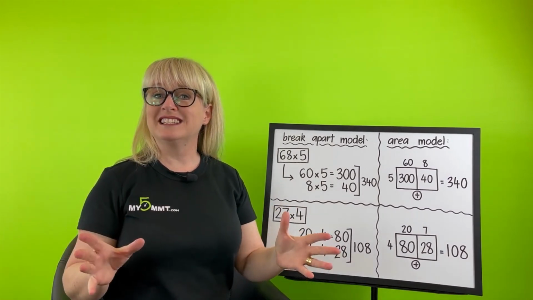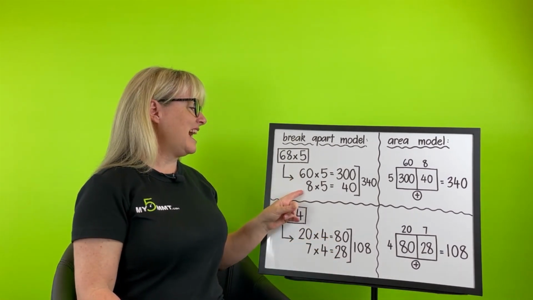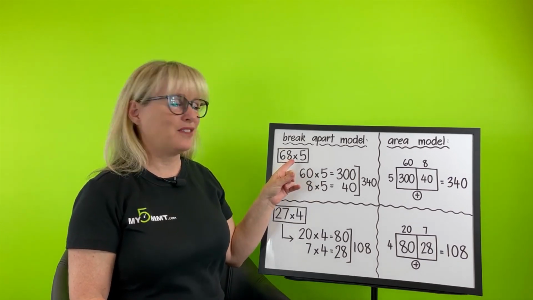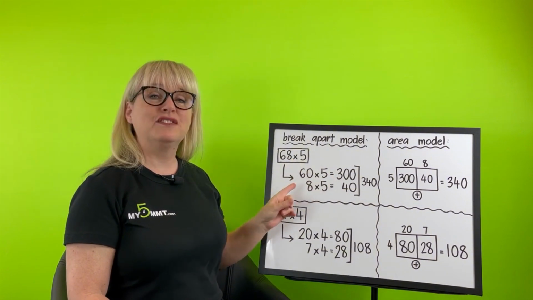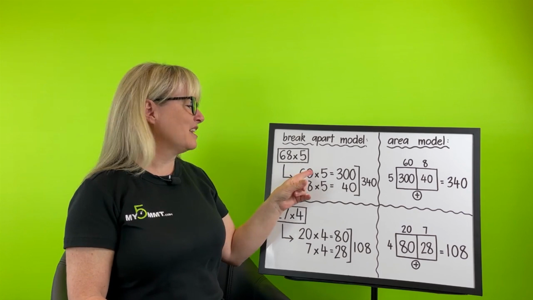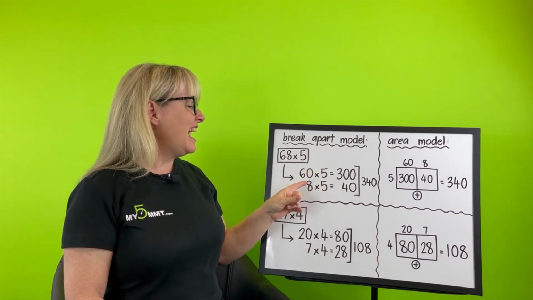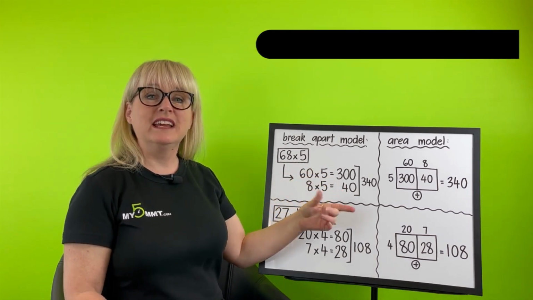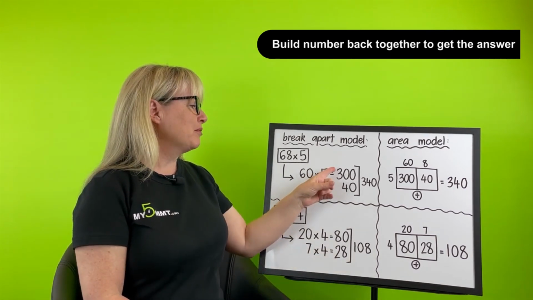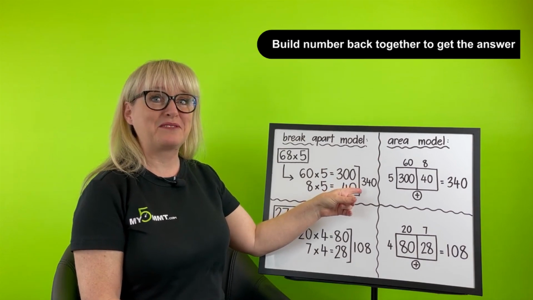If I break 68 into 60 and 8 and then multiply them both by the number I've got here, times 5, then I can do them individually. I can say 6 times 5 is 30, so 60 times 5 is 300. And 8 times 5 is 40. Now I build my number back together to get my answer, and I put 300 and 40 together and get 340.